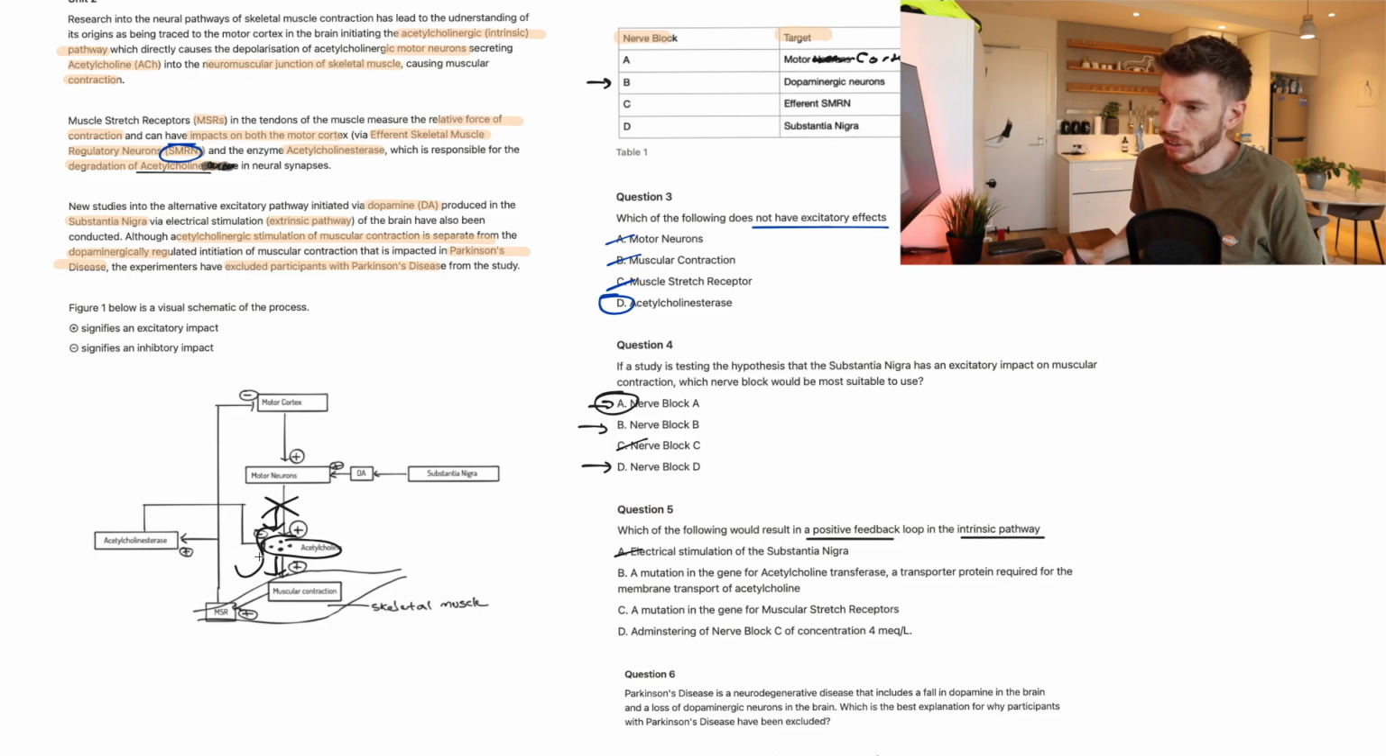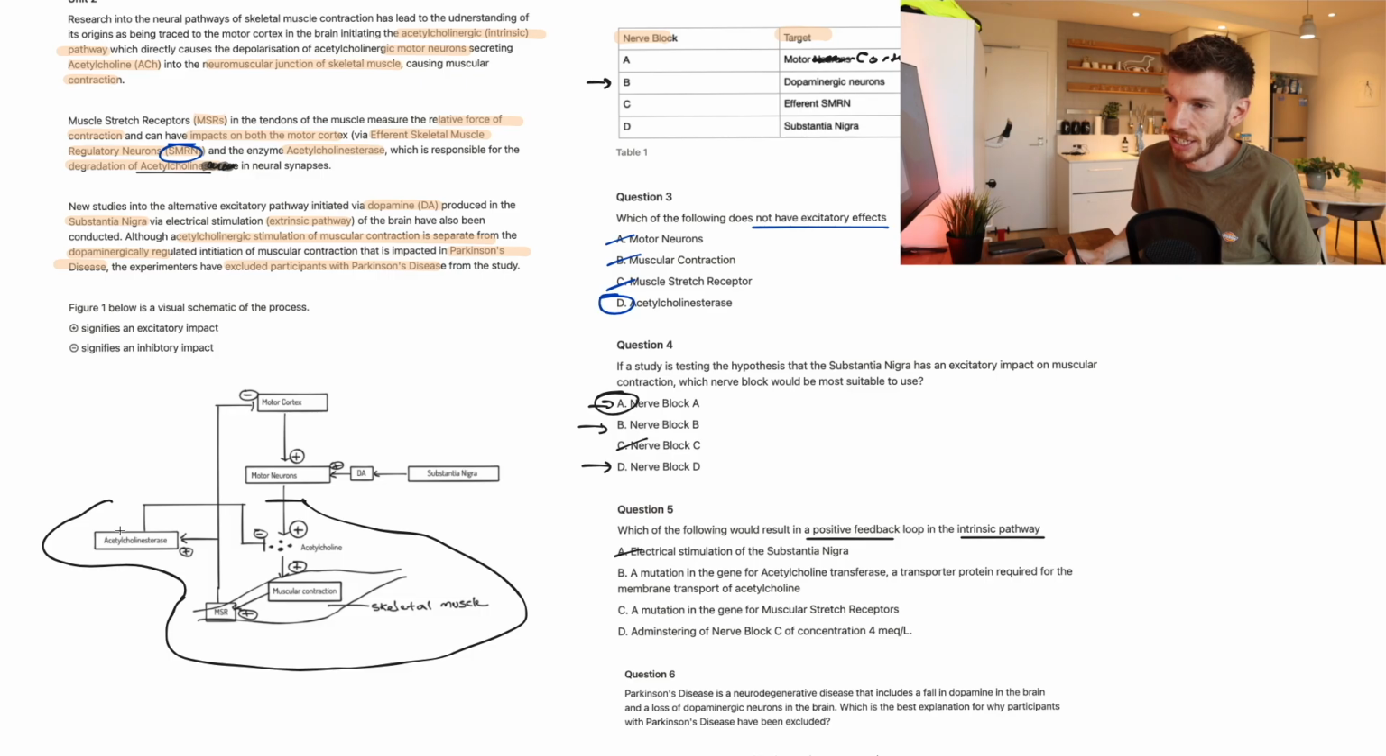So what you've got to be careful of here is you're not even getting muscular contraction. So again, that's kind of messy. If I put a block here, it means all of this is cut off, which includes MSR, which also directly affects the acetylcholinesterase, which has the inhibitory loop. And you're also blocking this as well. So really you've only got this bit here that's outside of what I've circled.